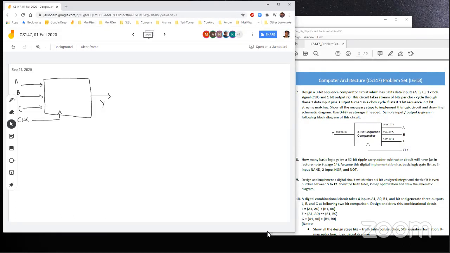So what I want to do here to simplify the process, let's say, is look at the meaning of this problem. Let's say I have a stream A, B, and C.